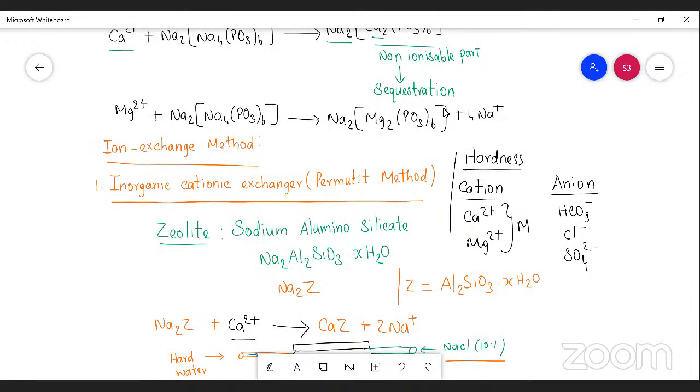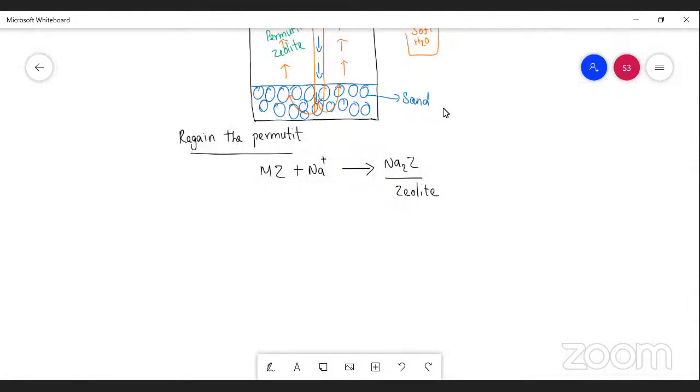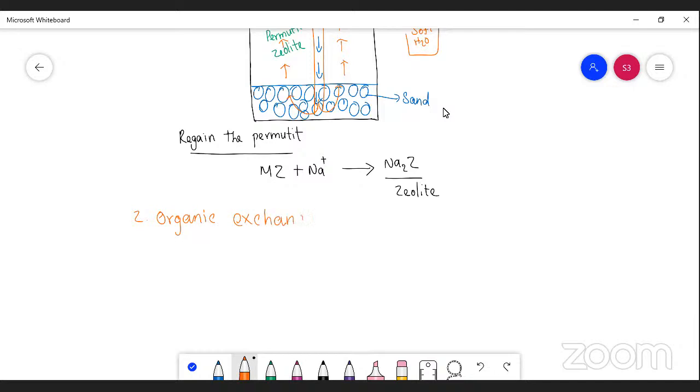Okay. And the next method we may take is the organic exchanger. In this organic exchanger, we are using organic resins. These organic resins are of two types. One is acidic organic resins.